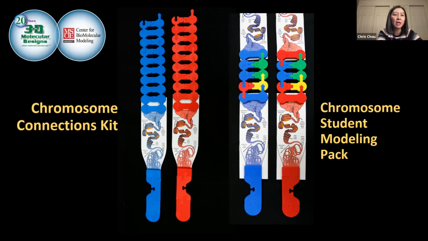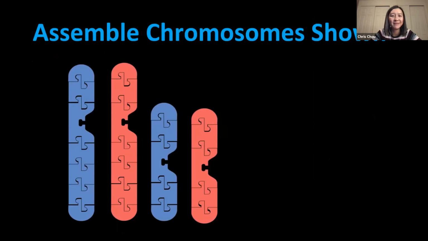And then the chromosome connections kit is the classroom set, and you can see on the left, and all the nucleotides, either you can put them in or as the blue ones all together and the red ones all together. And that's helpful, as we'll show in a little bit, for showing crossing over happening between maternal and paternal chromosomes.